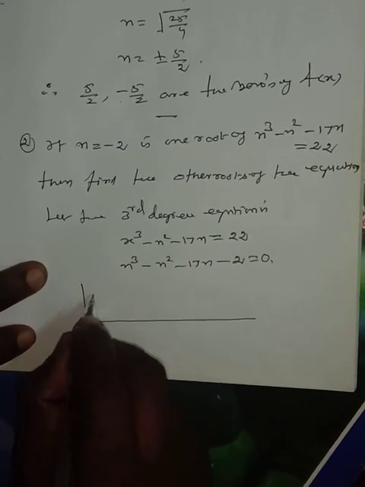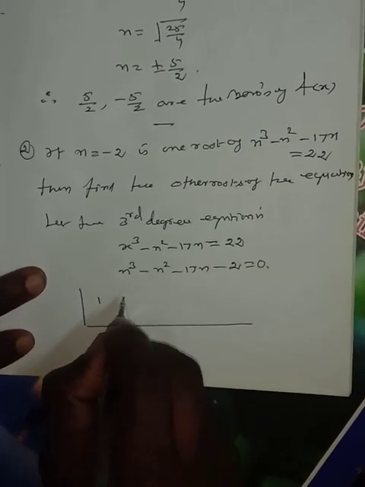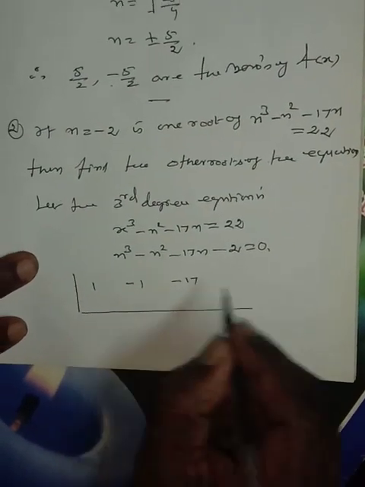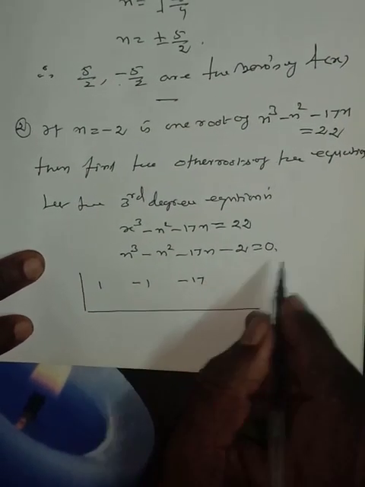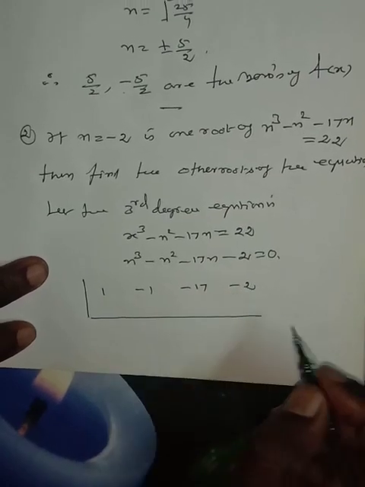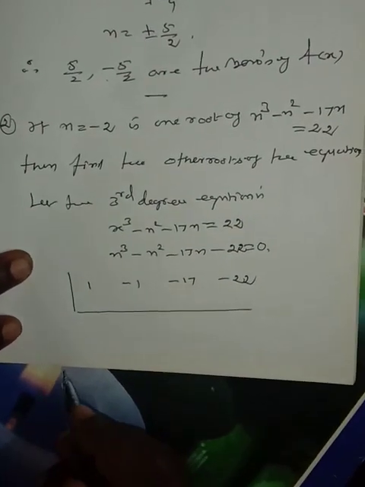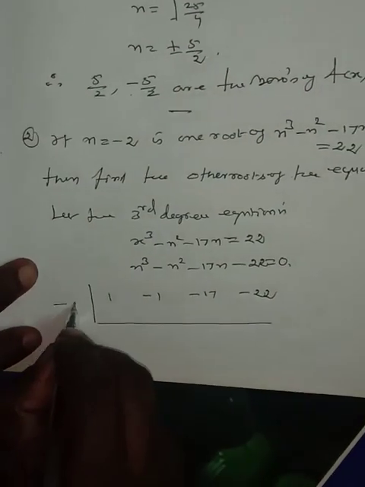First, the coefficient of x cube is 1, the coefficient of x square is minus 1, the coefficient of x is minus 17, and the constant term is minus 22. One root is minus 2.